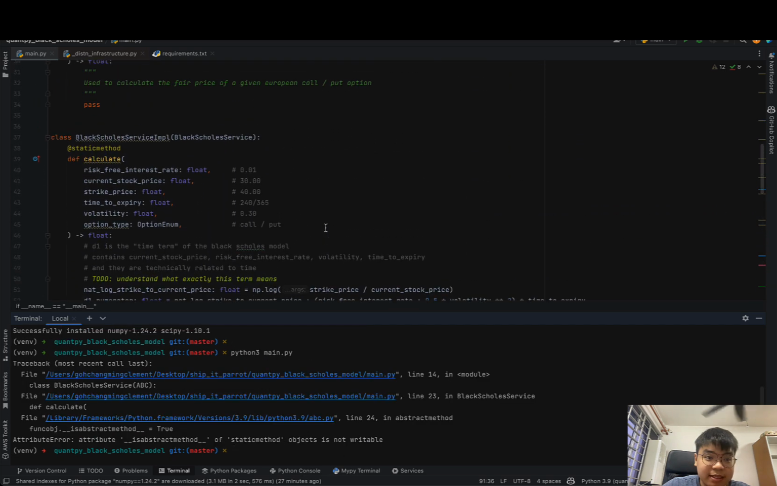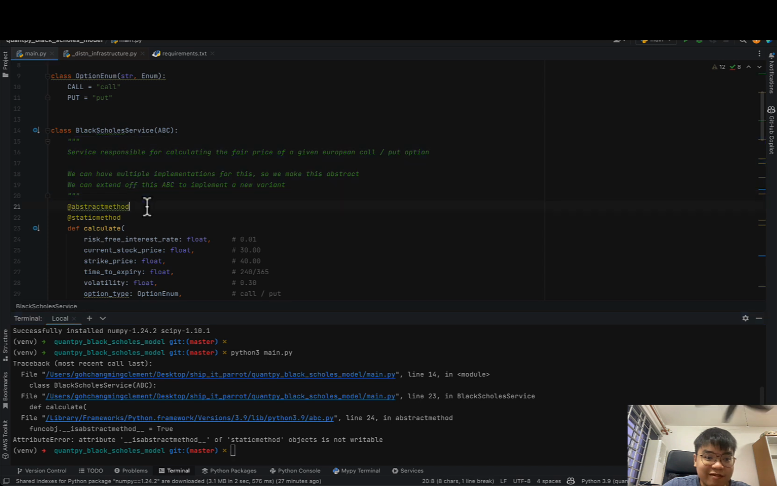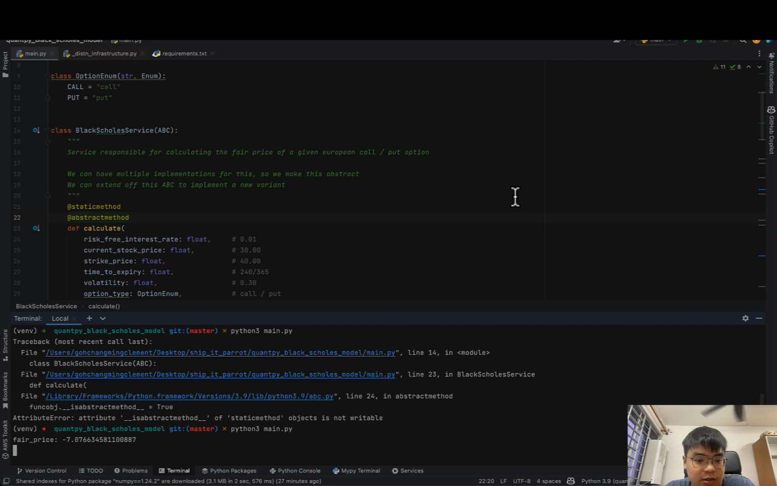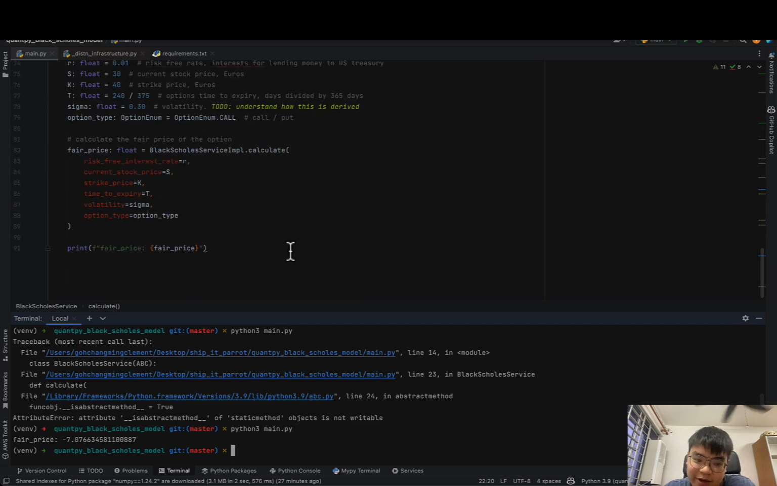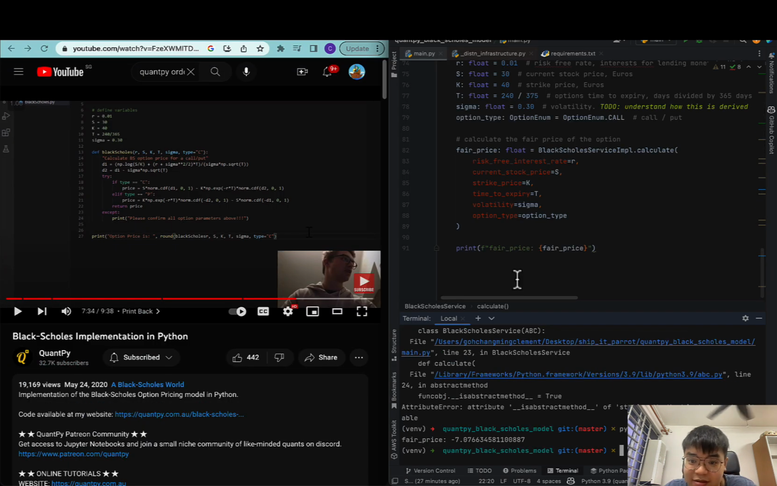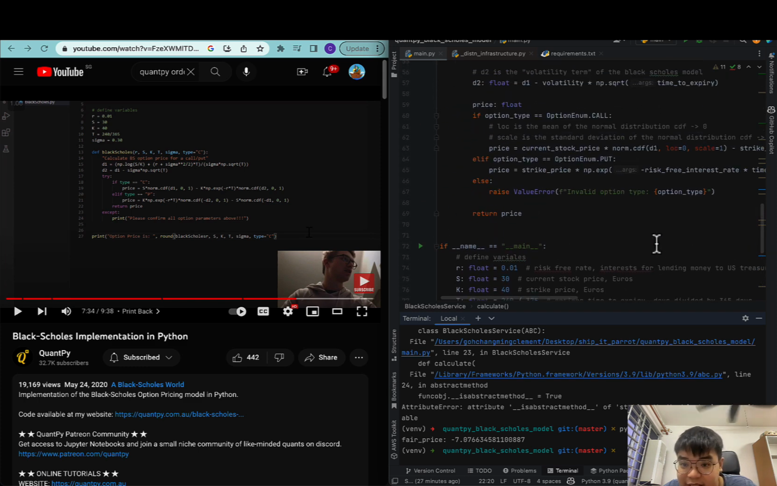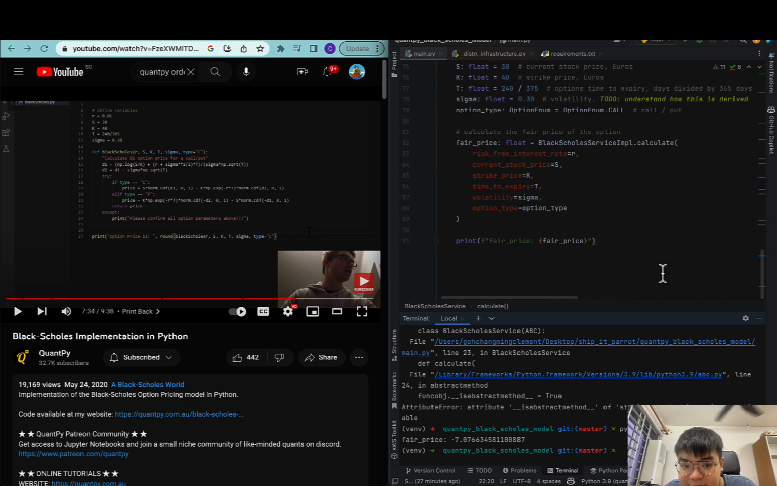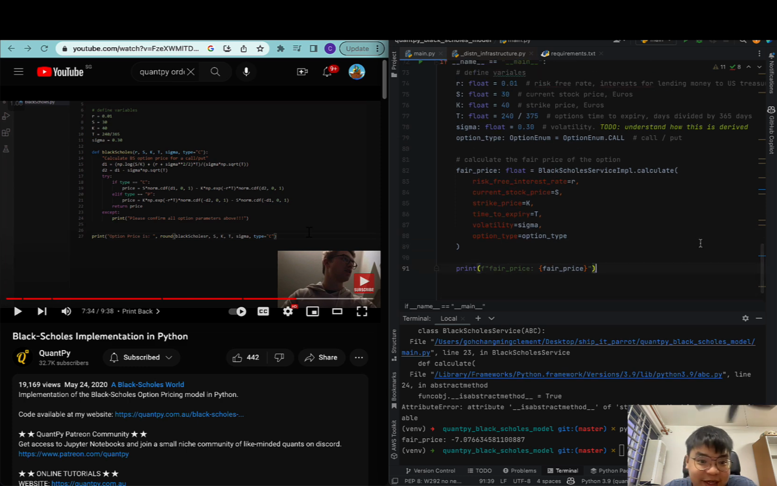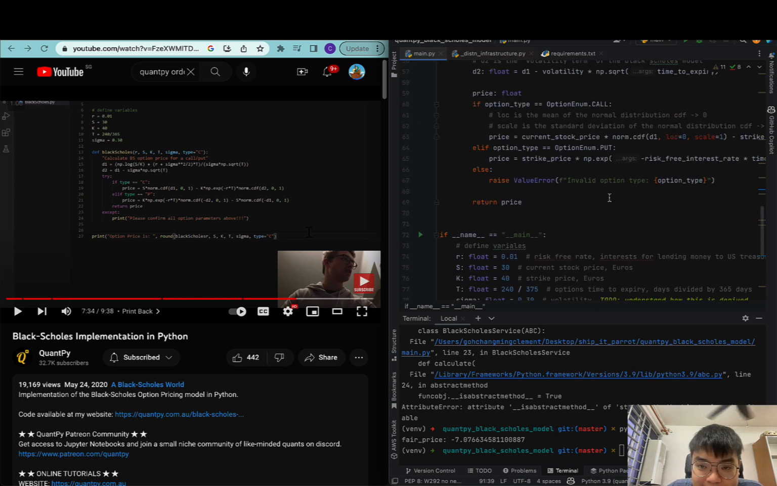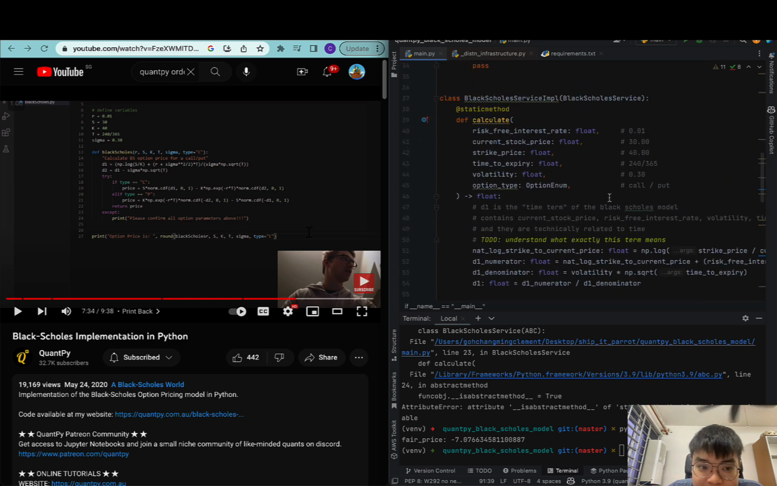Okay, I think I made a mistake. To be specific, abstract method should be below static method. So now our fair price is -7. Maybe we have a bug here somewhere. Why would the fair price be -7? Okay, let's see what Jonathan gets.